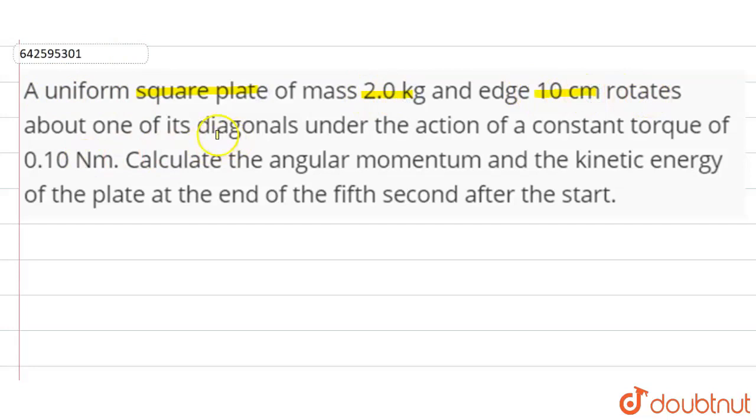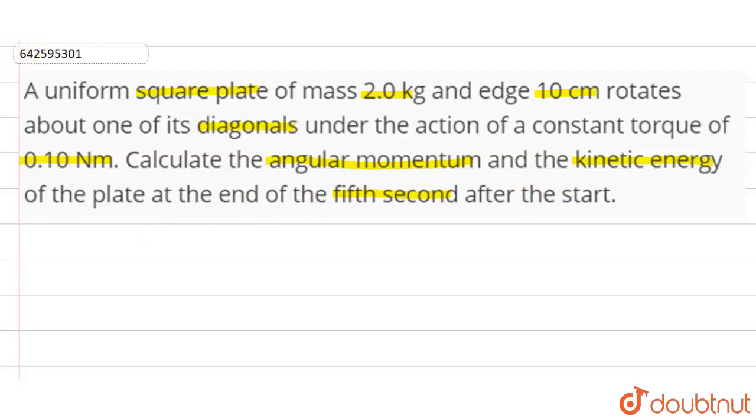Hi, the question is, a uniform square plate of mass 2 kg and edge 10 cm rotates about one of its diagonal under the action of a constant torque of 0.1 Newton meter. Calculate the angular momentum and the kinetic energy of the plate at the end of 5th second after the start.